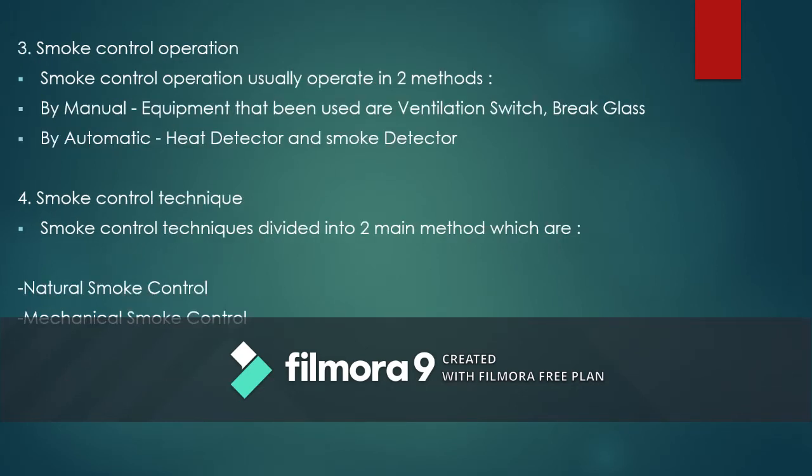For the third installation, smoke control operation. Smoke control operation usually operates in two methods. By manual, the equipment that is used are ventilation switch, plate glass. Next, by automatic, heat detector and smoke detector.